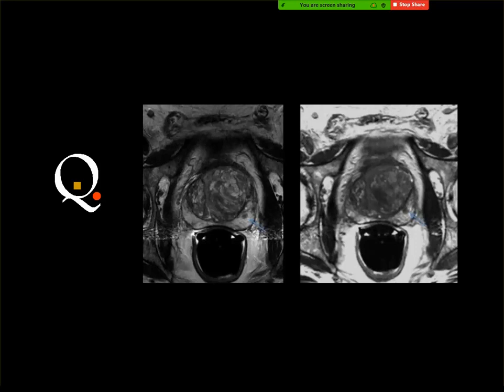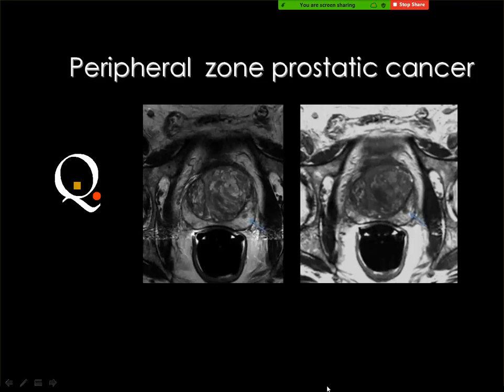Prostatic cancer at the peripheral zone. Left or right? Left side, yes. This is the low signal focus in the peripheral zone on the left side, contained within the prostatic capsule. This is prostatic cancer. What about this? Benign prostatic hyperplasia. Very good.